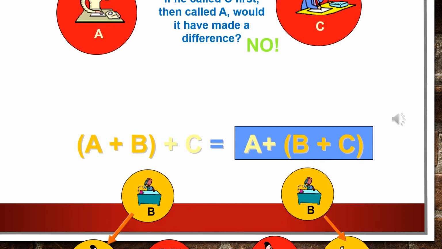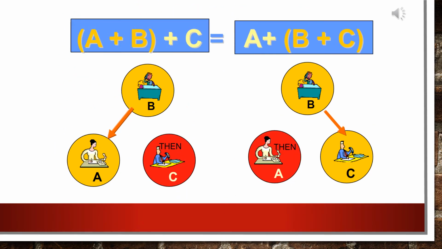No. As in math, we use parentheses to show groups. In the order of operations, the numbers and operations in parentheses are done first. So, the parentheses identify which 2 persons talked first. That means B talked to A first, then C, is equal to B talked to C first and A last. The given example shows the associative property of addition.